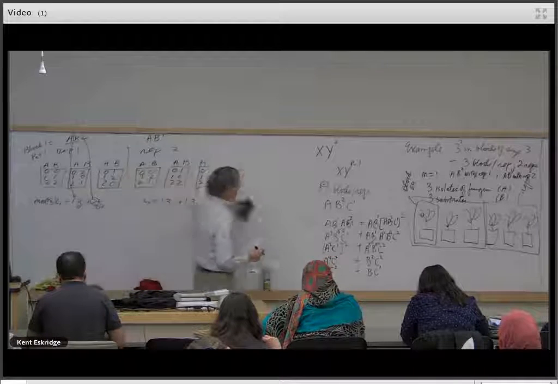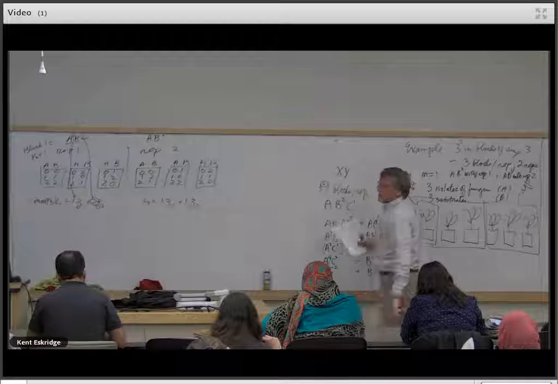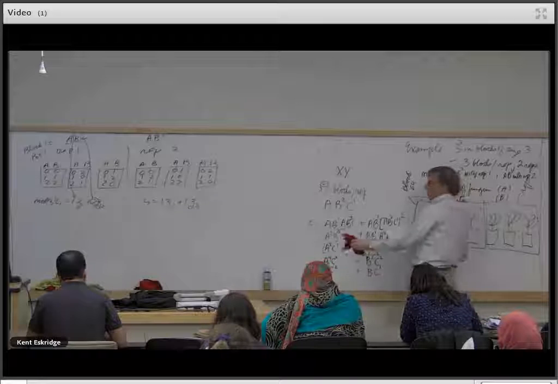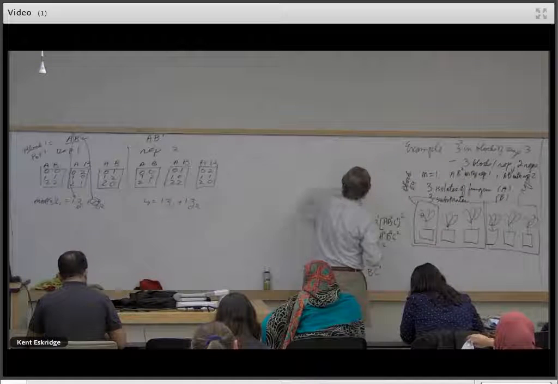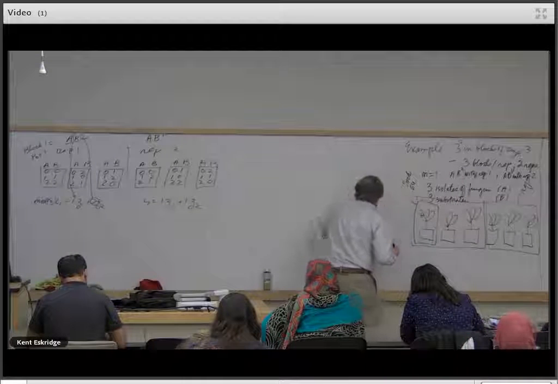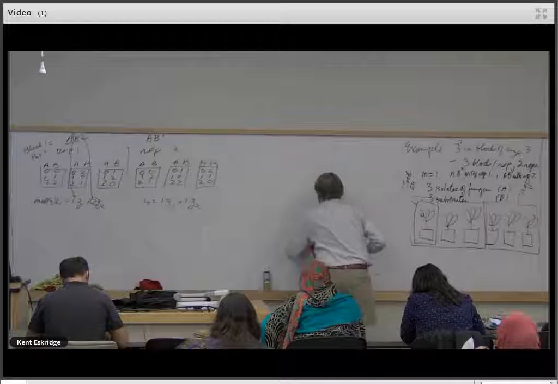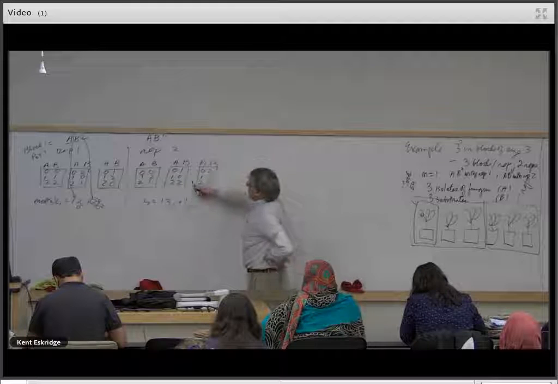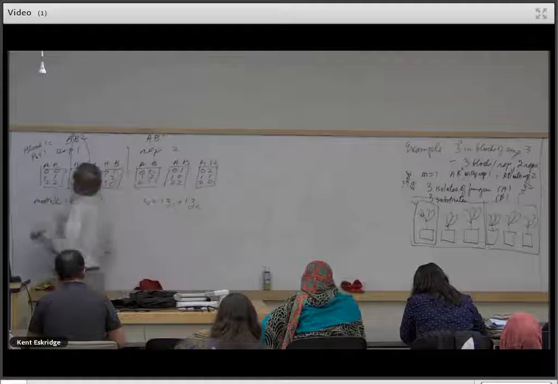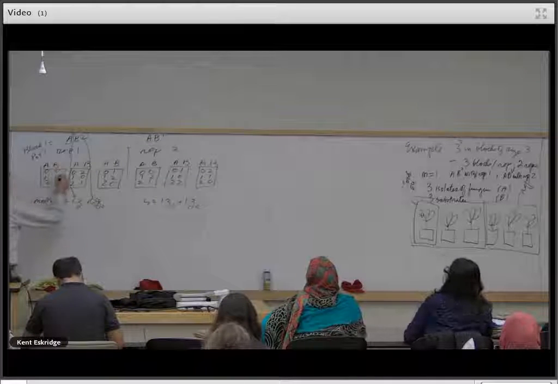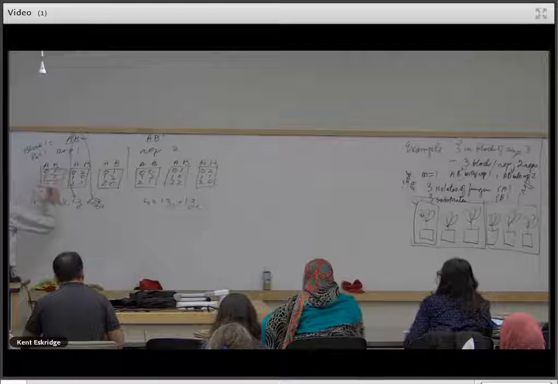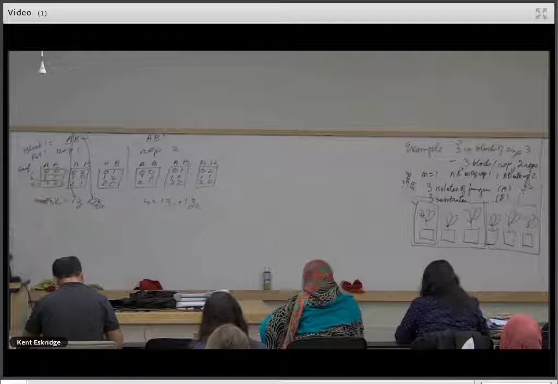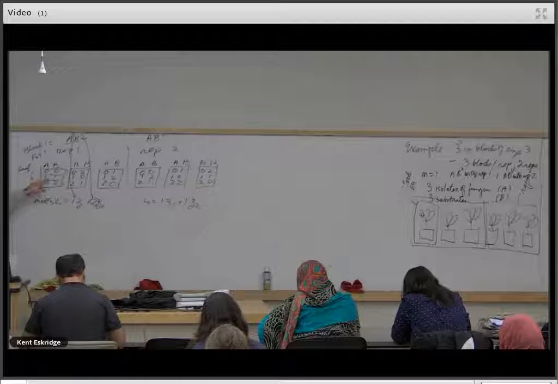What's the ANOVA look like? Good question. How many total observations are we going to have? I take a measurement on each one of these. This is leaf 1, leaf 2, and leaf 3, right? Leaf 1, 2, and 3 for each pot. So how many measurements are we going to have?